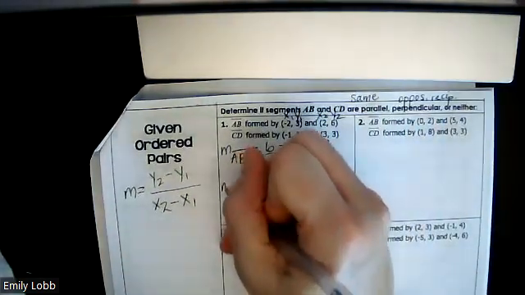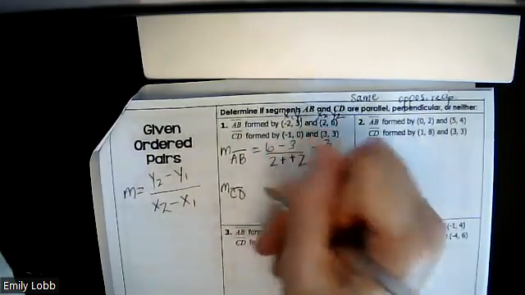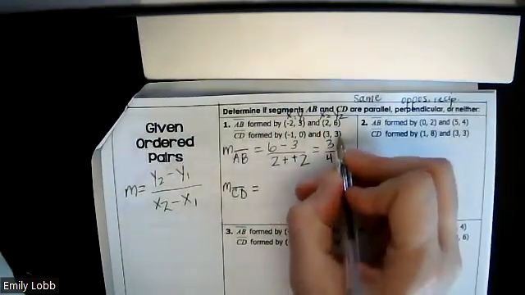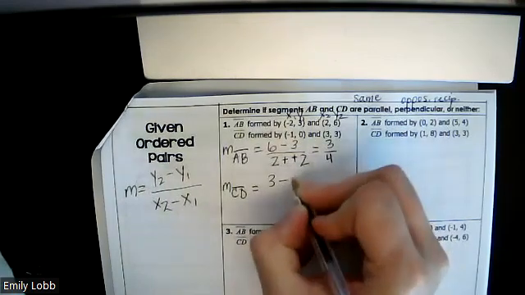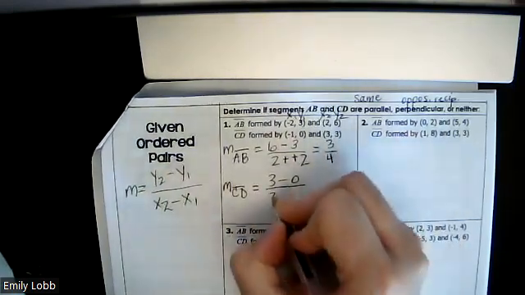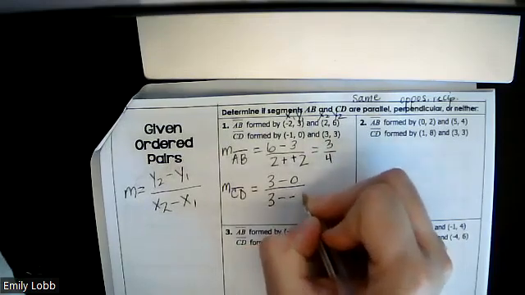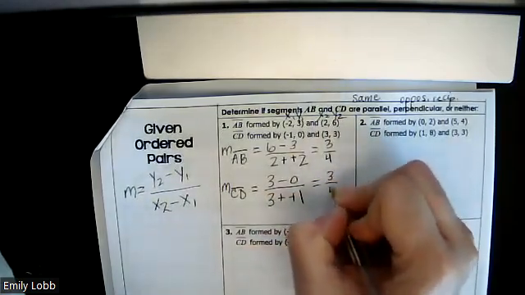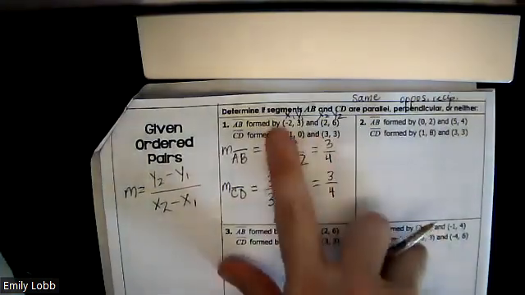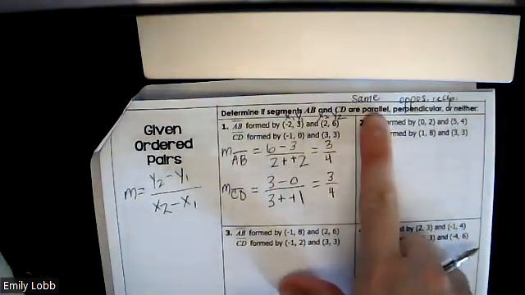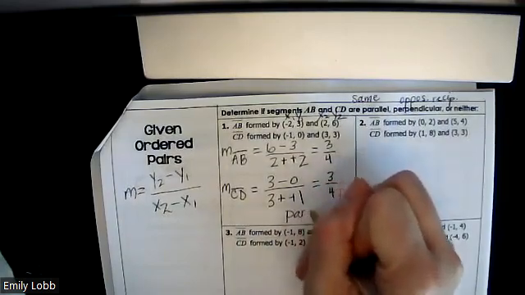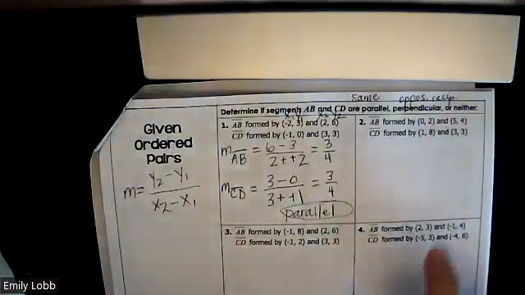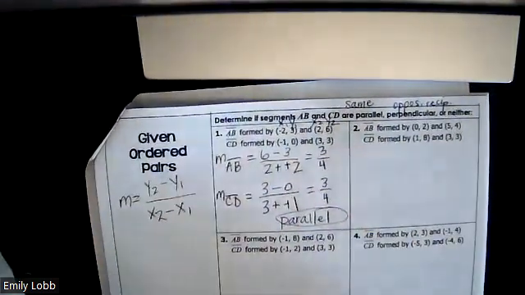So let's see what we get when we find the slope of line segment CD, or line CD, I guess it is. So I have 3 minus 0 divided by 3 minus a -1. So we have a 3 on top, a 4 on the bottom. These are the same. So we determine that these two lines are parallel. So our answer here is parallel. All right, so this adds in a step. So you will continue on like that.